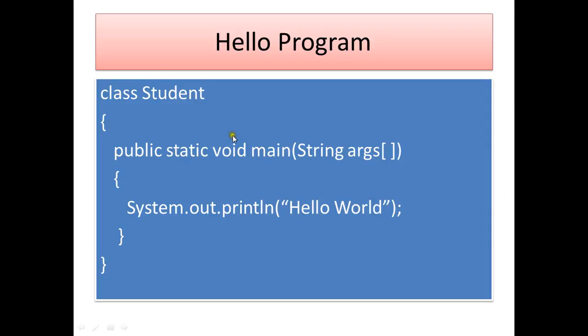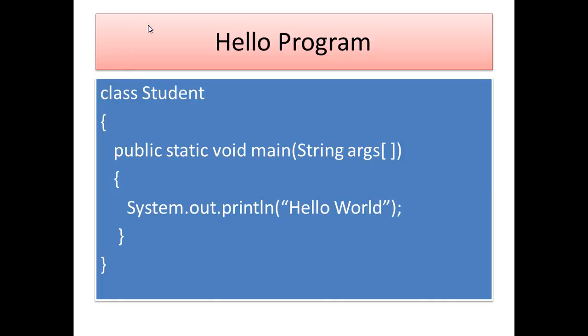The main function is also known as main method because in Java functions are known as methods. Okay, there is a class that is known as student. In between we have written public static void main string args, the starting braces, and this is the ending braces, and between them I have written a print function that is hello world. Now start with the class keyword.